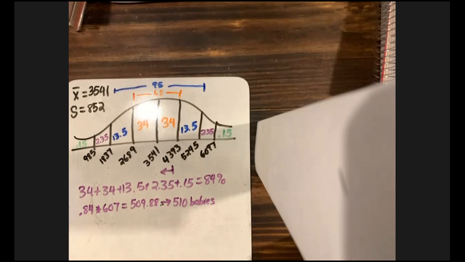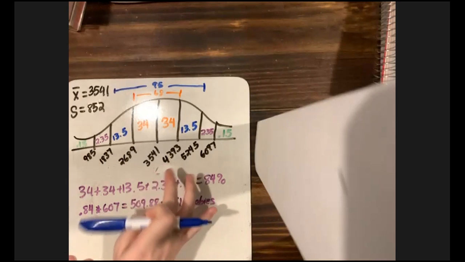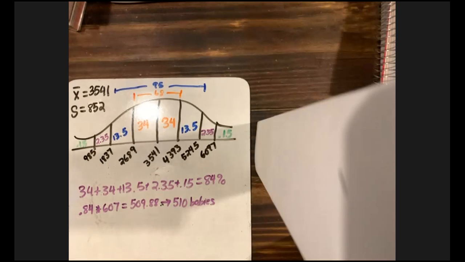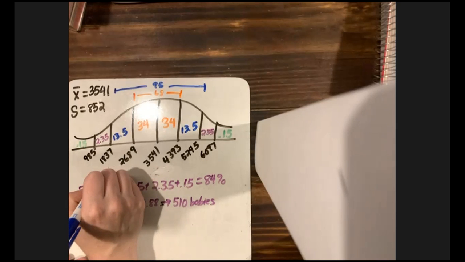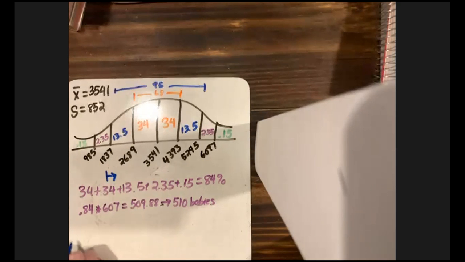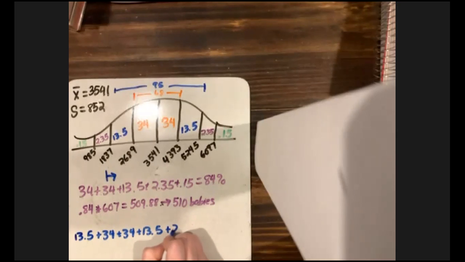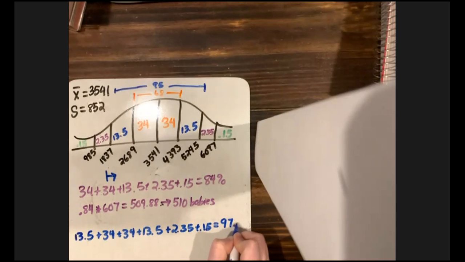Okay. Now, for part B, it says estimate the number of newborns whose weight was greater than 1837. So I'm going to get rid of my little purple arrow here. I want to go from here up. So for that one, I'm going to do 13.5, 34, 34, another 13.5 on the other side, 2.35, and our 0.15. And we get 97.5%.